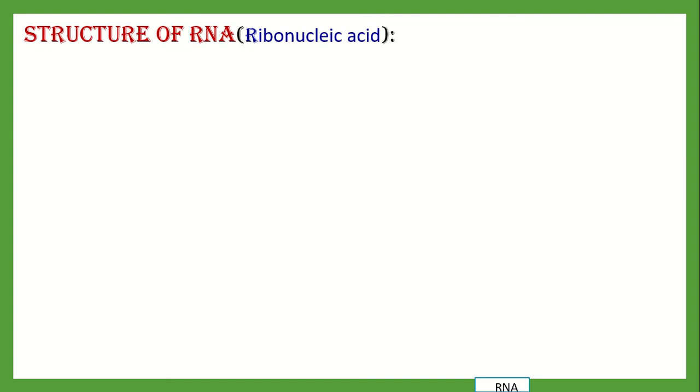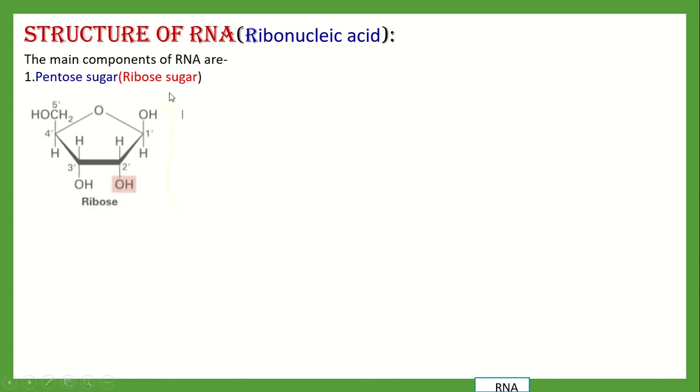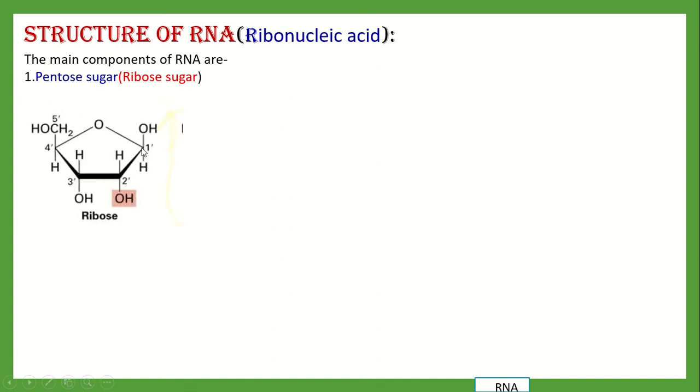Now everybody see the second nucleic acid, RNA. The main components of RNA, first one is pentose sugar, and in case of RNA the pentose sugar is ribose sugar. Everybody see the figure. The ribose sugar is also a pentose sugar. Here 5 carbons are present, and at carbon number 2 oxygen is present. That is why this sugar is called ribose sugar, not deoxyribose sugar. So you can remember that in case of RNA, ribose sugar is present.